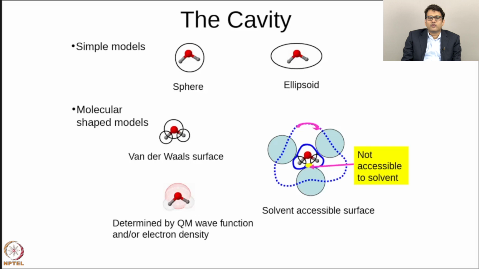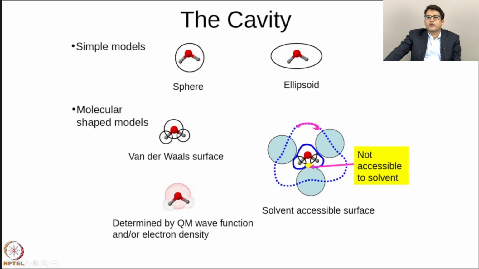The way you construct the van der Waals surface is that you put a sphere around each atom, where the sphere has the van der Waals radius of that particular atom. So, this is for oxygen, this is for hydrogen, and how the density distribution along this is described is generally obtained from the quantum mechanical wave function or electron density.